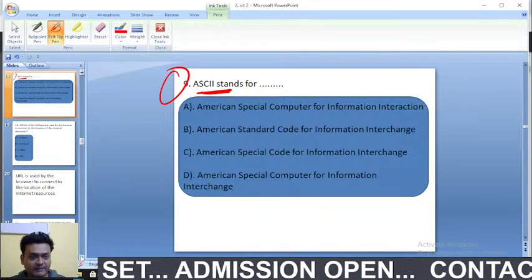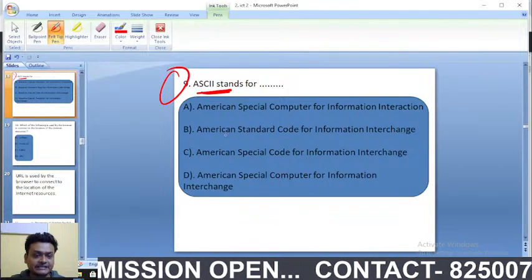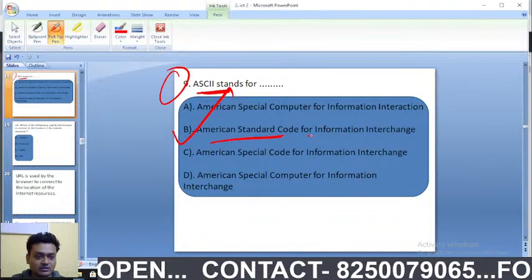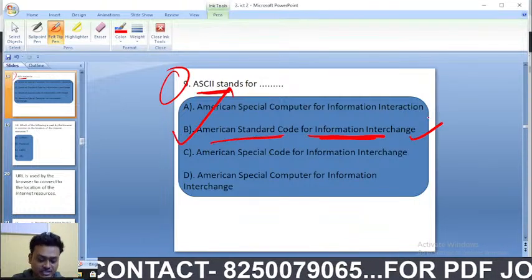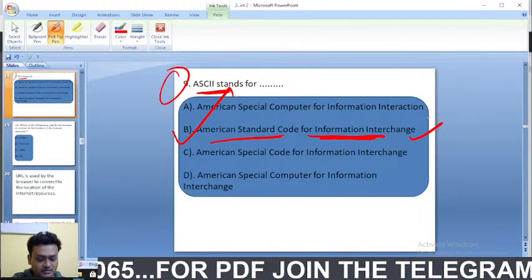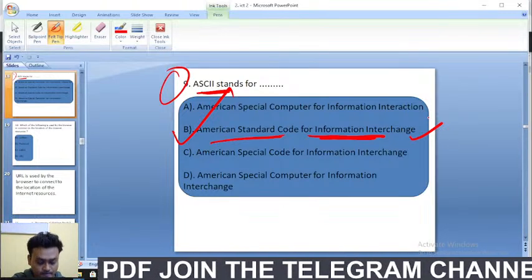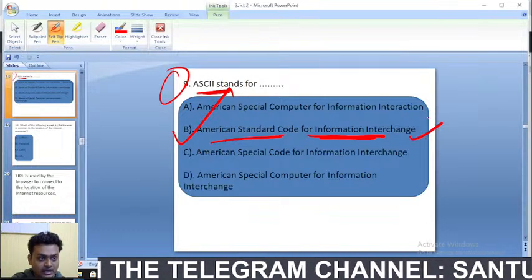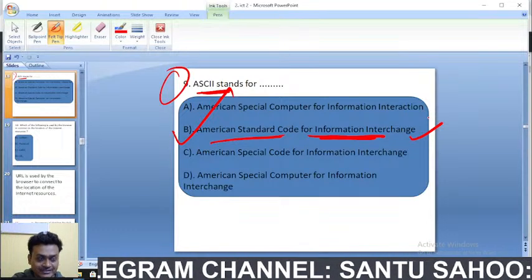ASCII का full form American Standard Code for Information Interchange. I had done it also earlier. It's B. Exactly. American Standard Code for Information Interchange.